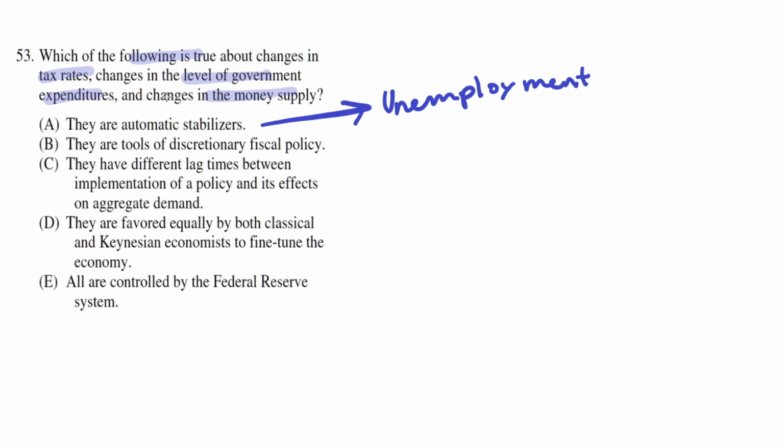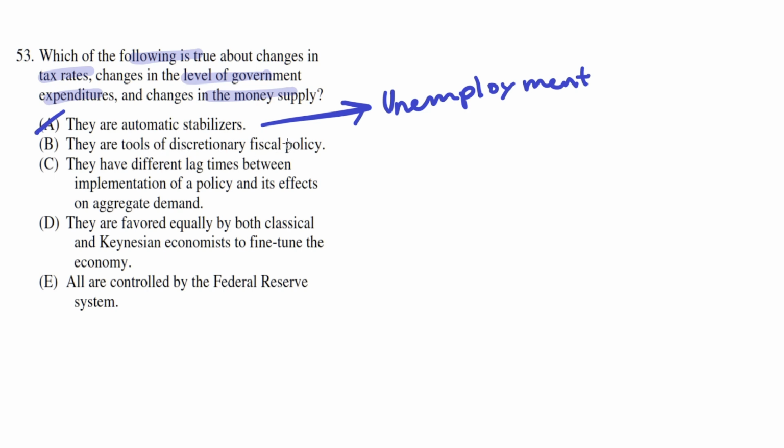Tax rates, government expenditures, and changes in money supplies are all examples of discretionary policy, meaning that they require actual decisions made by the government or by the monetary central bank to take effect. So these are not automatic stabilizers. B. They are tools of discretionary fiscal policy.